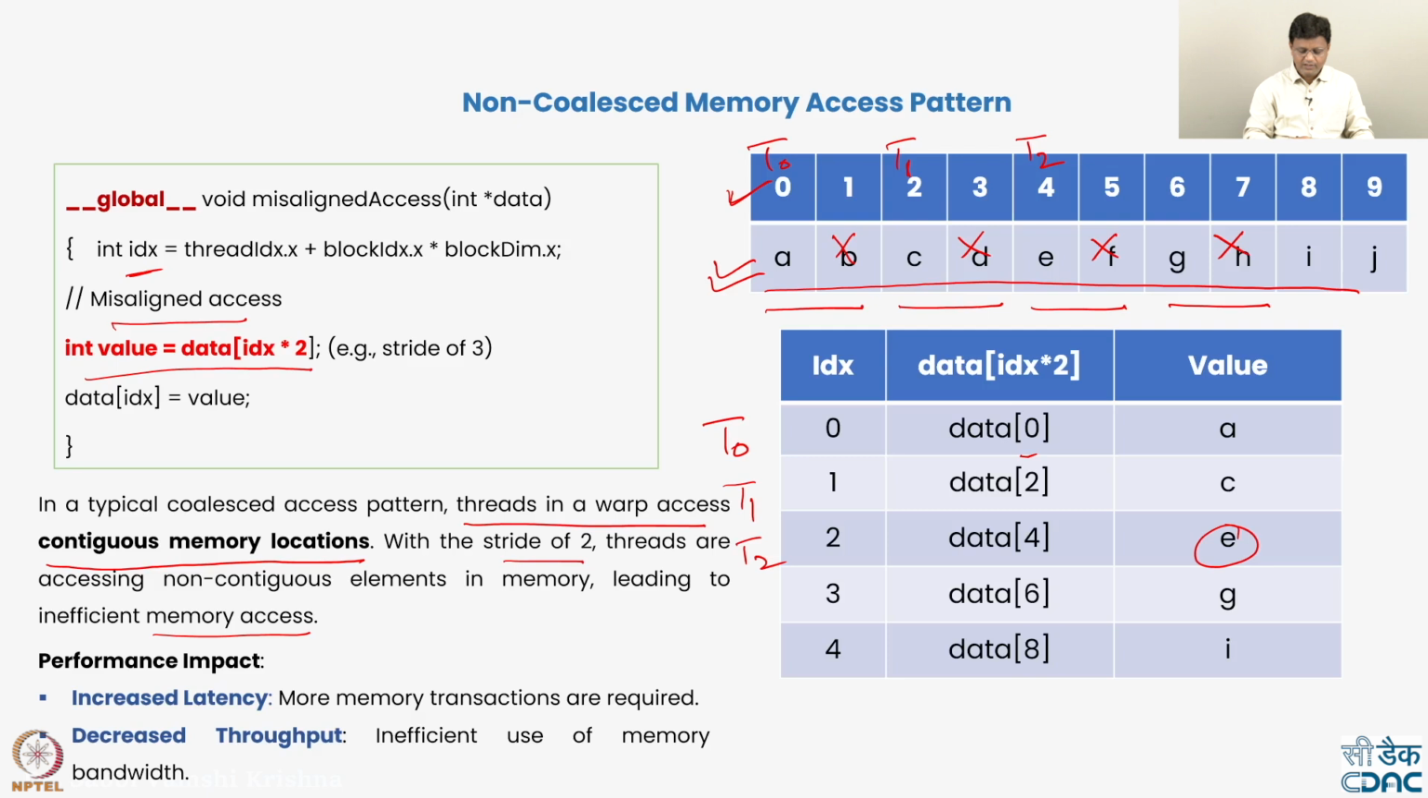So, if you see how it is impacting, it is increasing the latency and it is also decreasing the throughput, meaning inefficient use of memory bandwidth, and latency is increasing because of the larger number of memory transactions.